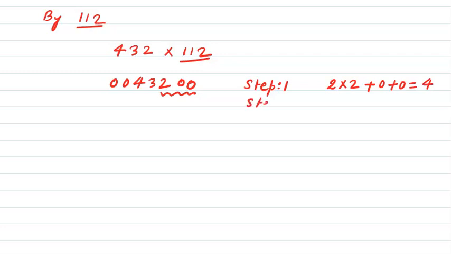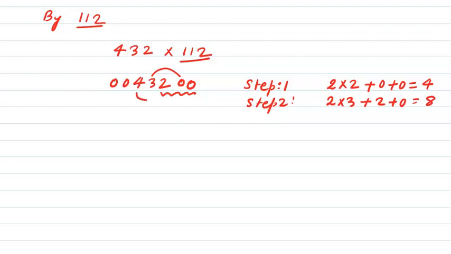In step 2, you take the next 3 digits, meaning you have to take 3, 2 and 0. So what you have to do? You have to multiply 3 by 2. So 2 into 3 plus 2 plus 0. So what do you get here? 3 into 2, 6 plus 2, that is equal to 8.